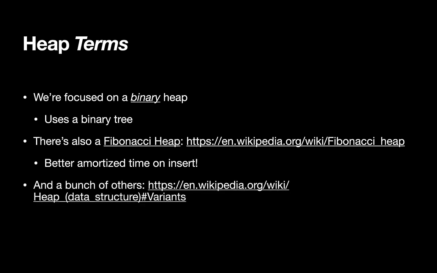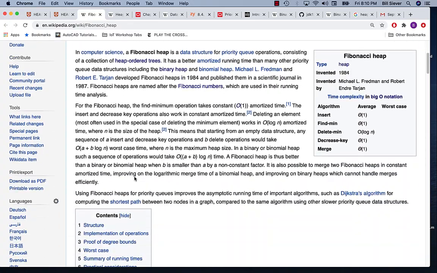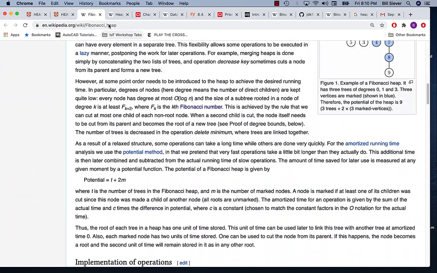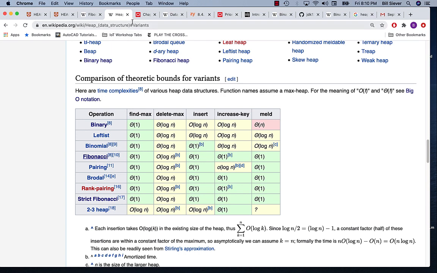There are also a bunch of other heaps. So Wikipedia has a whole article on just the Fibonacci heap, and under the general term heap, they list a bunch of different variants of heaps and show their different time complexities.